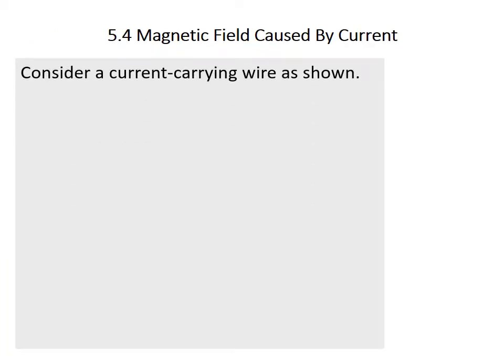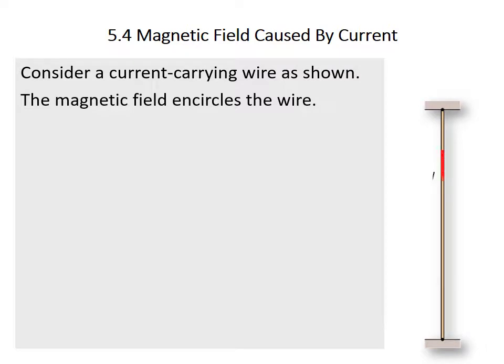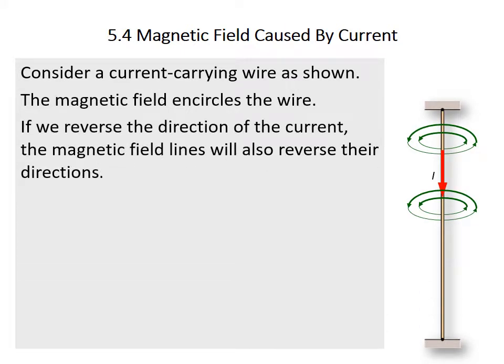So consider a current carrying wire as shown. When current travels down the wire, a magnetic field encircles the wire all along the length, going in a circle. And if the direction of the current is reversed, the direction of the field circling it also reverses.